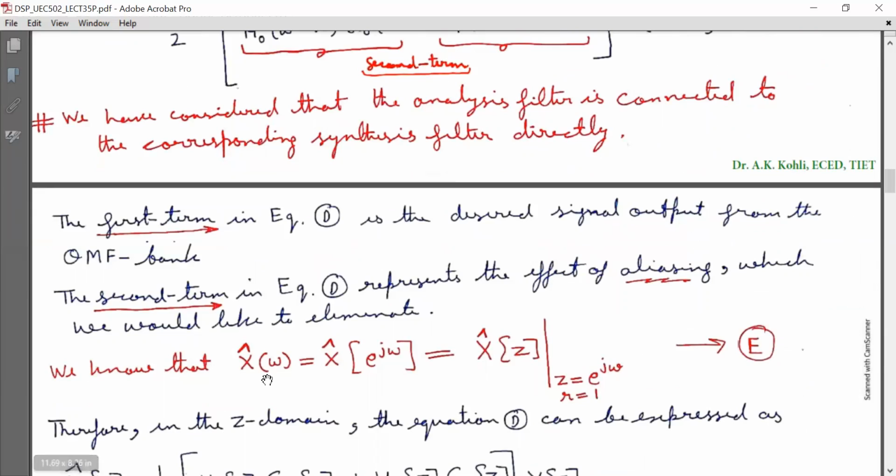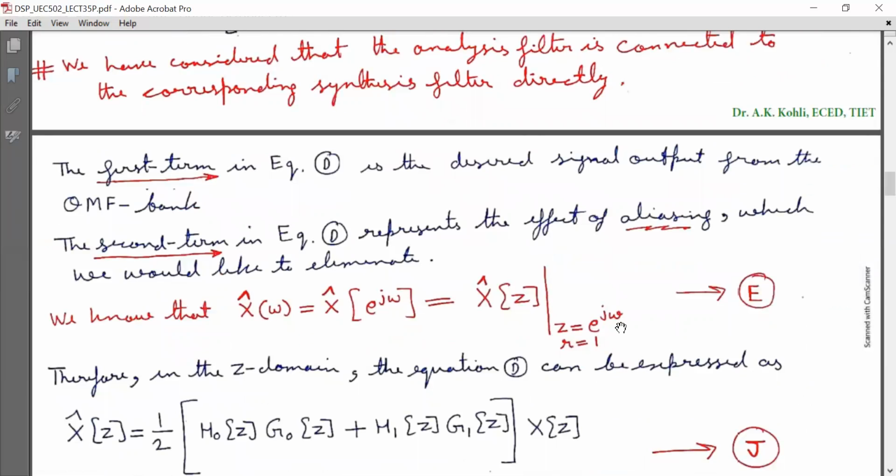We know that X cap omega is equal to X cap e raised to j omega, which is equal to X cap Z at Z equal to e raised to j omega when r is equal to 1. Mark it as equation E. We know that on the unit circle in the Z domain the DTFT exists. So from that we can have it in the Z domain also.